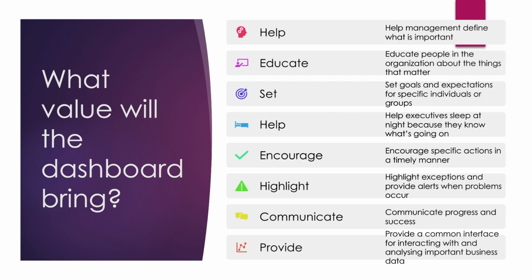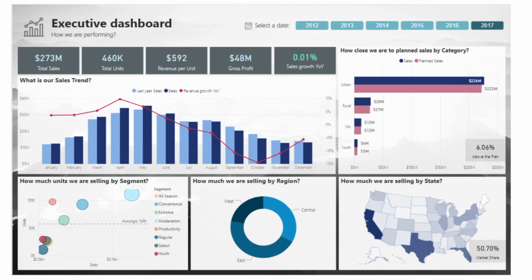So dashboards can serve many purposes. Let's take a moment to consider what we are getting out of this dashboard. First, it helps the management to define what is important. As you can see in this dashboard, what is important is on the top left corner: the total sales for the year 2017, the total units, the revenue per unit, gross profit, and sales growth year on year. These are the really key factors which are important for the management.